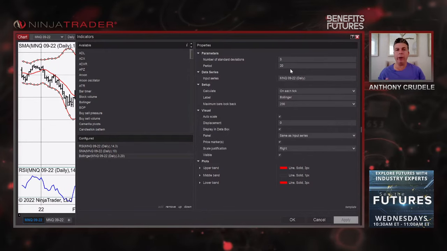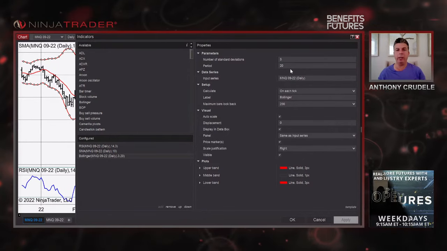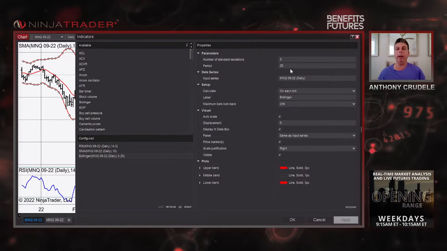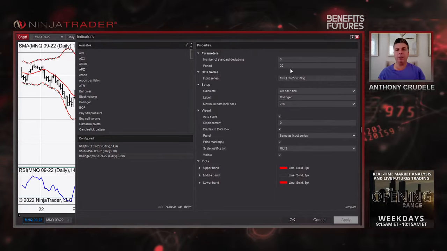So the 20 period 3 standard deviations is what I use for equity indices, crude oil, gold, and anything that just moves quite a bit. If it moves less, I'll take it down.